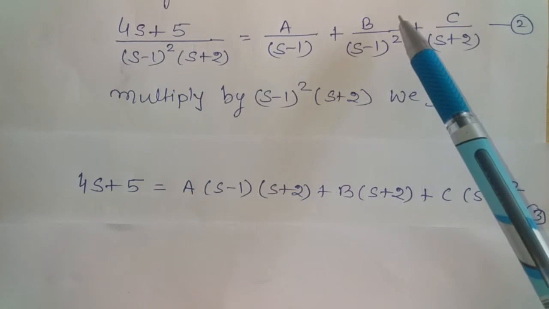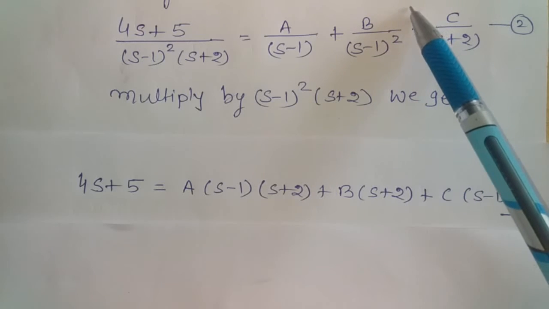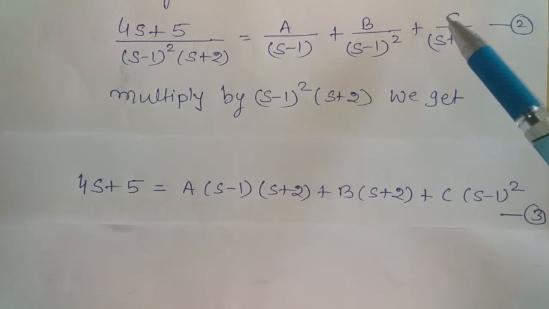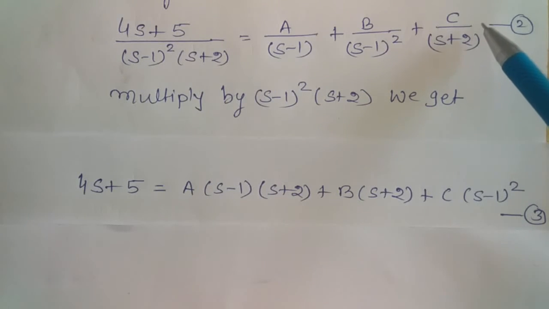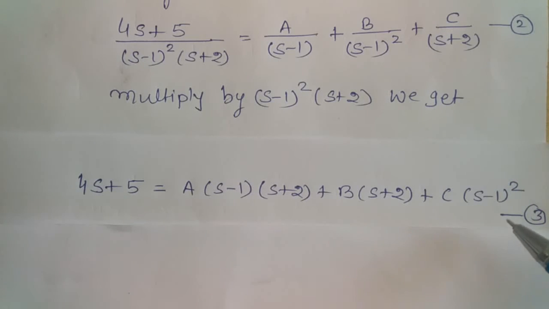Plus here (s minus 1) whole square is cancelled with (s minus 1) whole square, and we get b into (s plus 2). Plus when we multiply c upon (s plus 2) by (s minus 1) whole square into (s plus 2), then s plus 2 cancels, and we get c into (s minus 1) whole square.